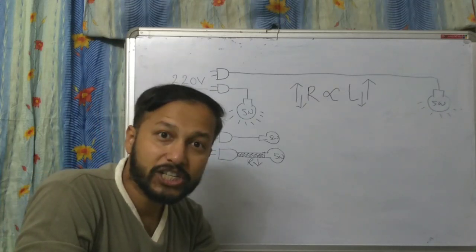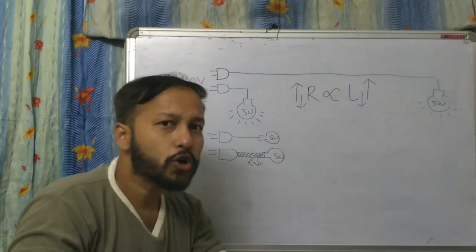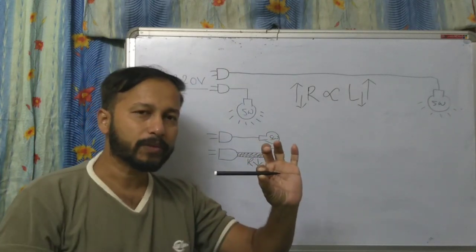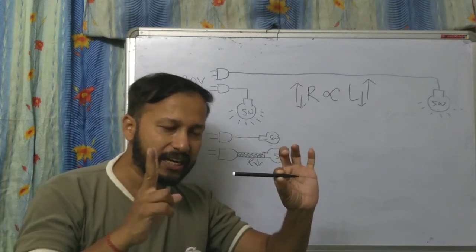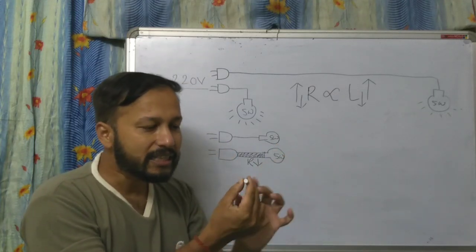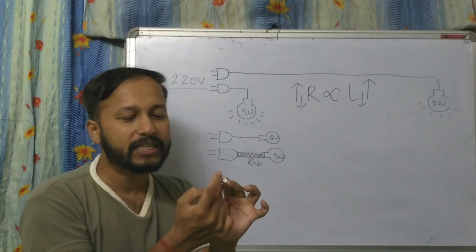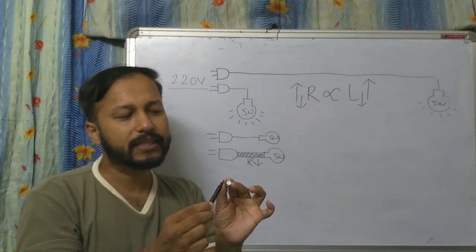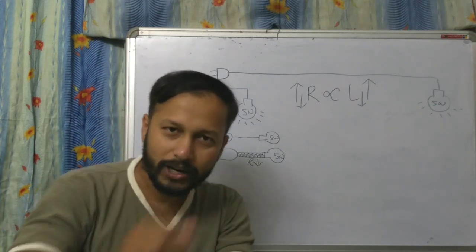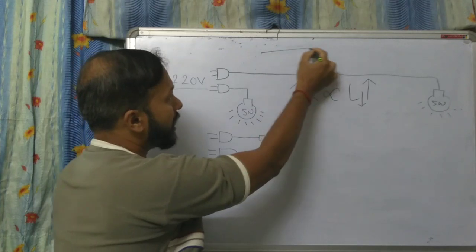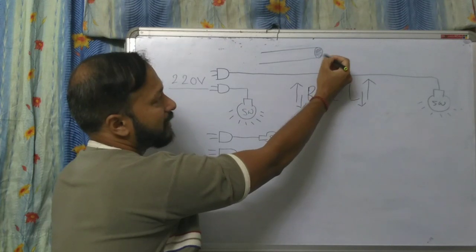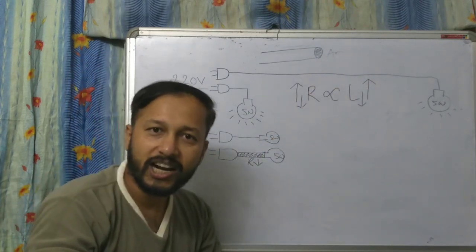Area means cross-sectional area. Now, what is cross-sectional area? Say this is the wire I have taken. Now, I am taking a scissor and cutting it. So when you are cutting it, then this circular portion, can you see this circle? The area of this circle is called cross-sectional area. You understood? If I draw it, say this is my wire, and I am cutting it. So, this area is called cross-sectional area.